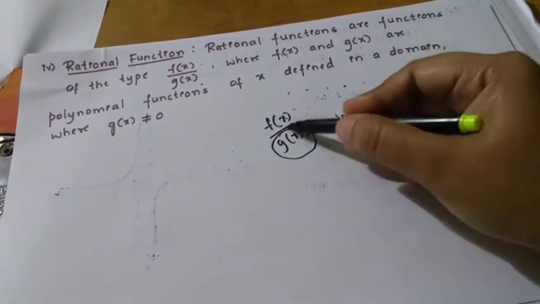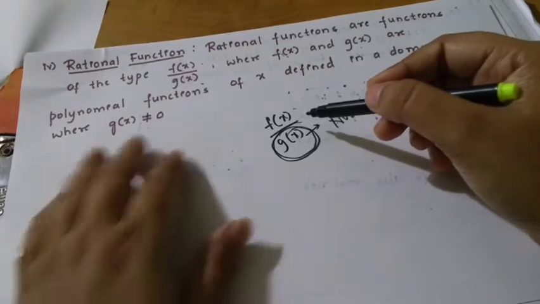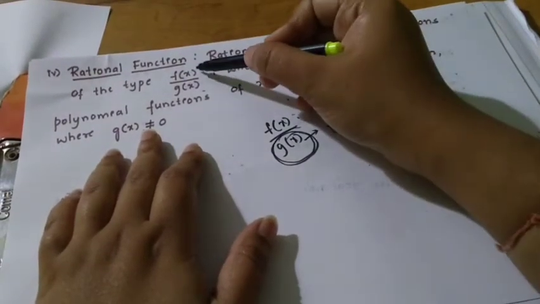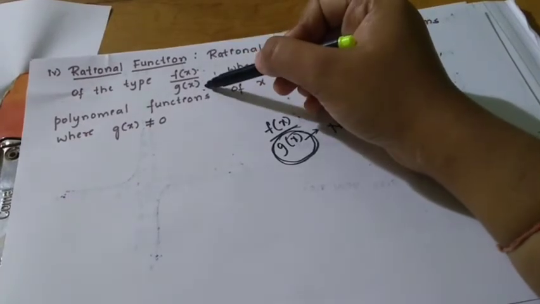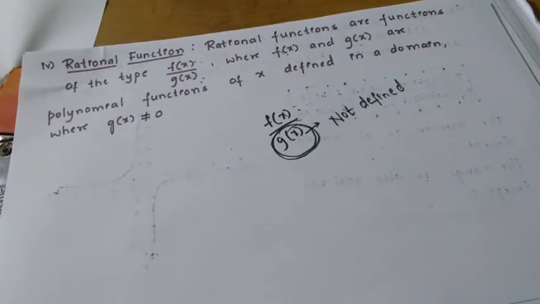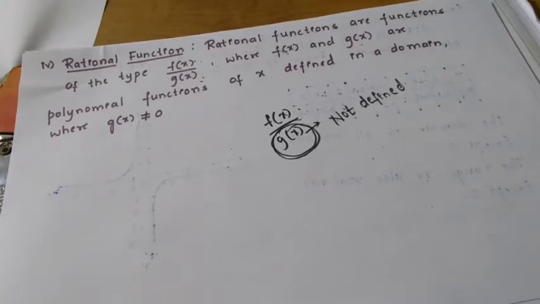ಸೊ ಹಂಗಾಗಿ ನಾವೇನ್ ಮಾಡ್ತೀವಿ, g of x should never be equal to 0. So rational function ಅಂದ್ರೆ ಏನು, the function of the type f of x divided by g of x is called as what? Rational function. Where f of x and g of x are what? 2 polynomial functions. ಎರಡು polynomial functions ಆಗಿರ್ಬೇಕು. ಅದರದ್ದು g of x ಏನಾಗಿರ್ಬೇಕು, it should never be equal to 0. This is what is called as rational function.